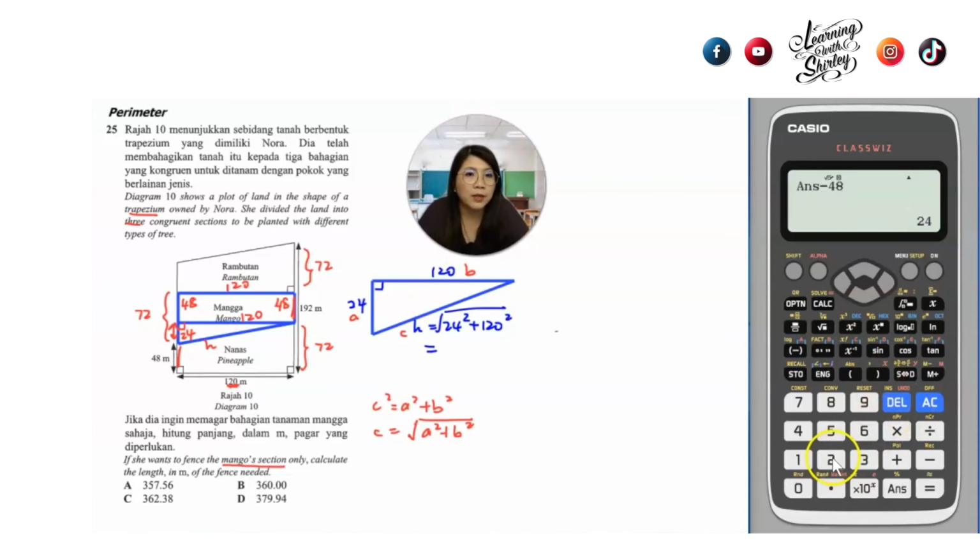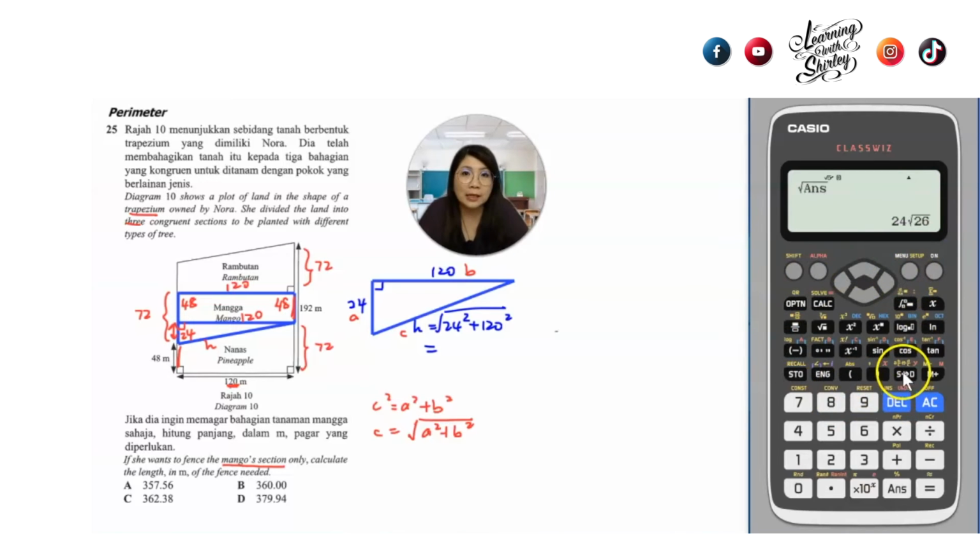Okay, let's see what we get. So 24 squared plus 120 squared, get the answer, and then you square root it. Okay, so you get this. You can give your answer in decimal because, as you can see here, the options A, B, C, D are in decimal to 2 decimal places. So let's change this to a decimal number.